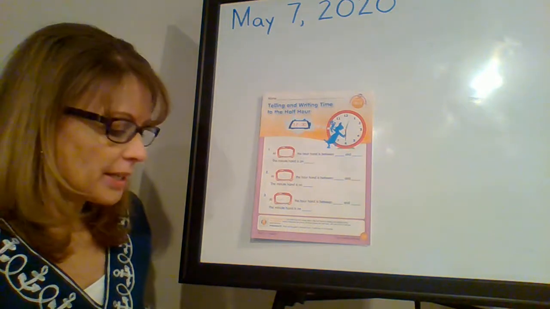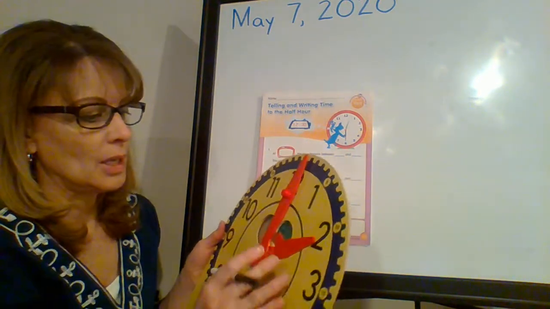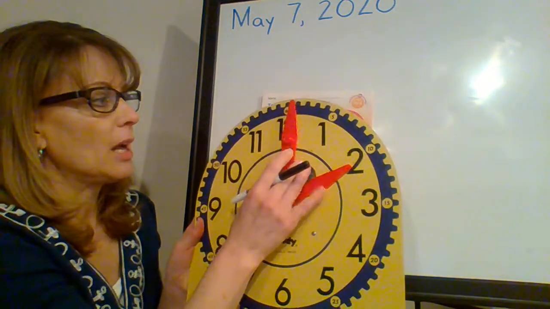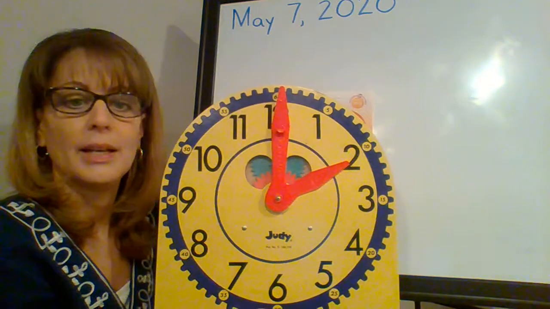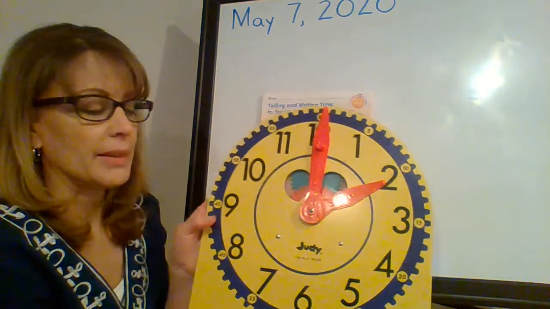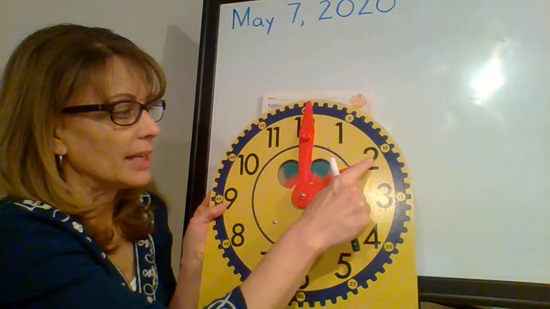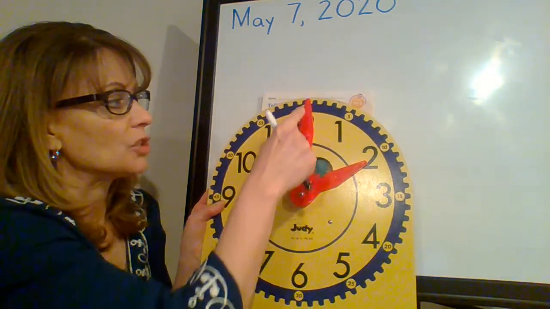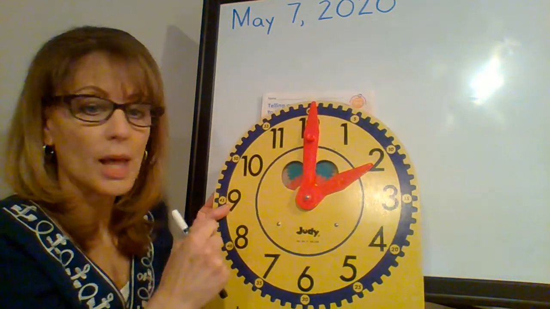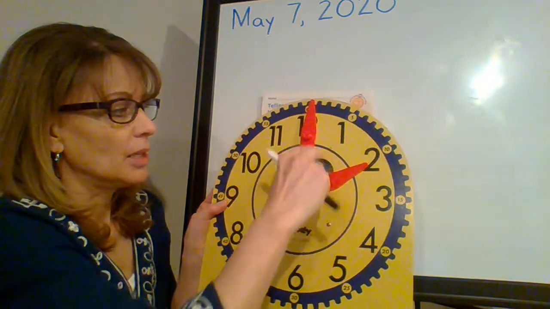Yesterday, we started telling time to the hour. So if you look at my clock, what time does this say? 2 o'clock. That's right. When the little hand, the hour hand, points to an hour and the minute hand is straight up, we say o'clock. And the hour hand determines what time it is.